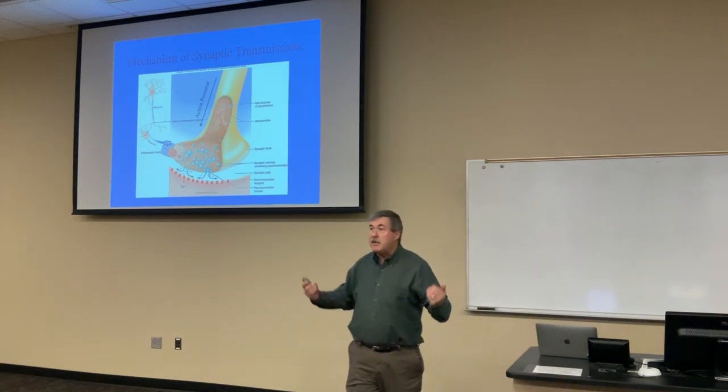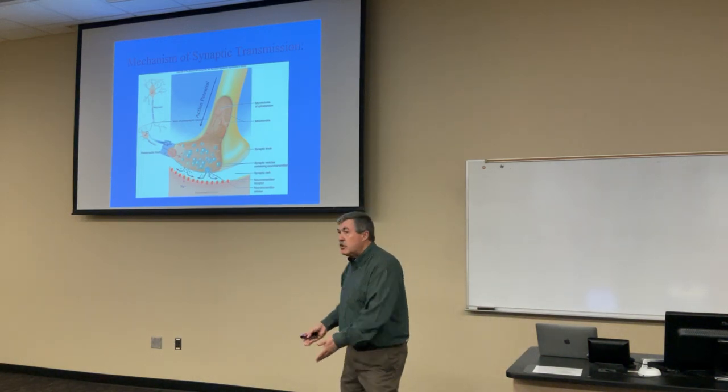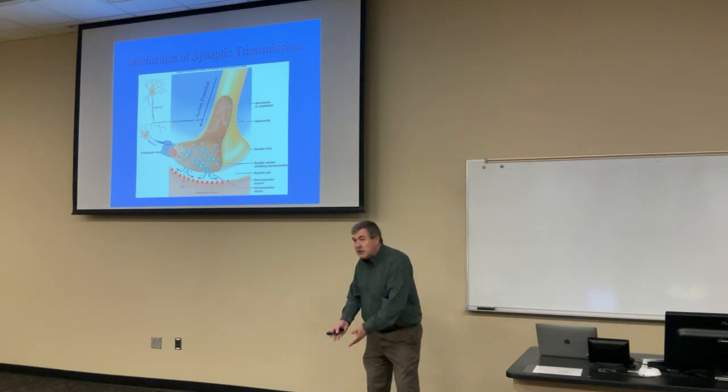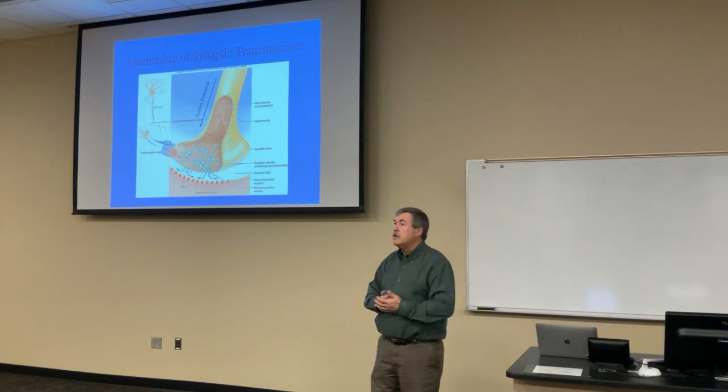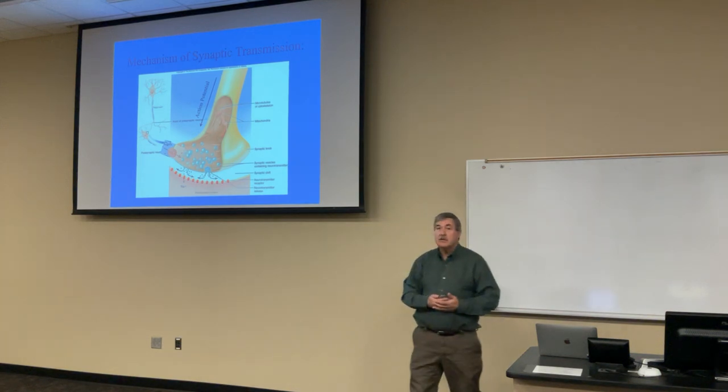When they fuse with the membrane, they open up, and that releases the neurotransmitter. And that stimulates the postsynaptic neuron. So that, in a nutshell, is how a chemical synapse works. Okay?